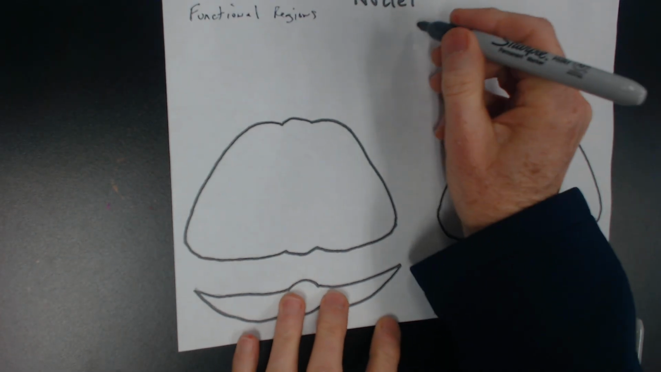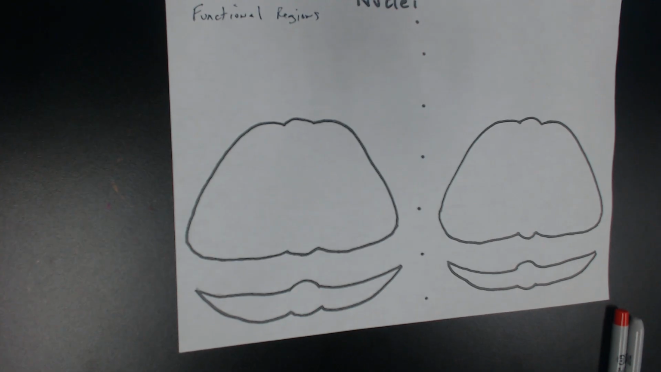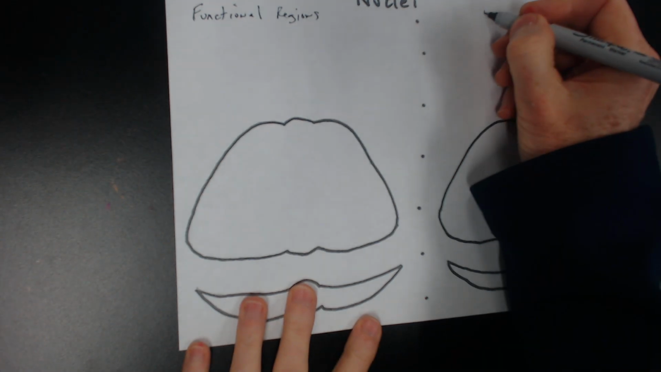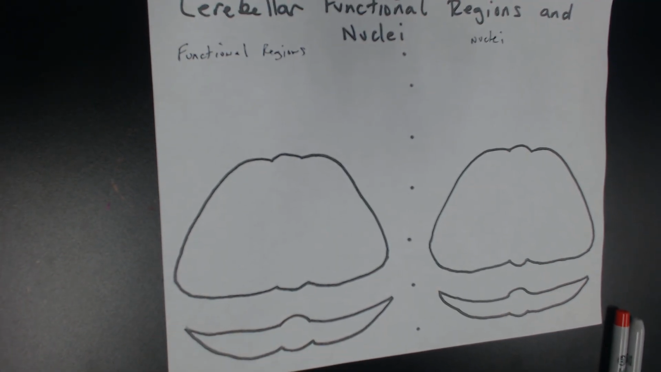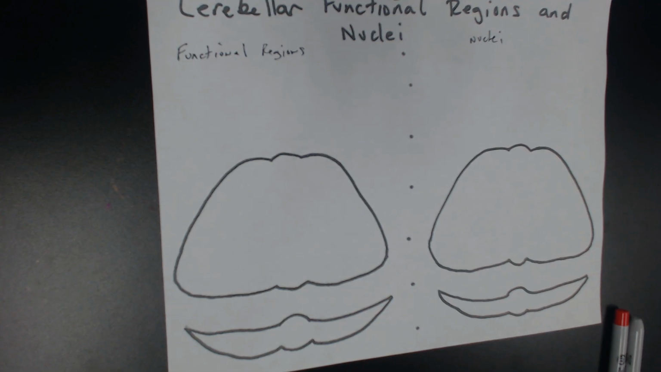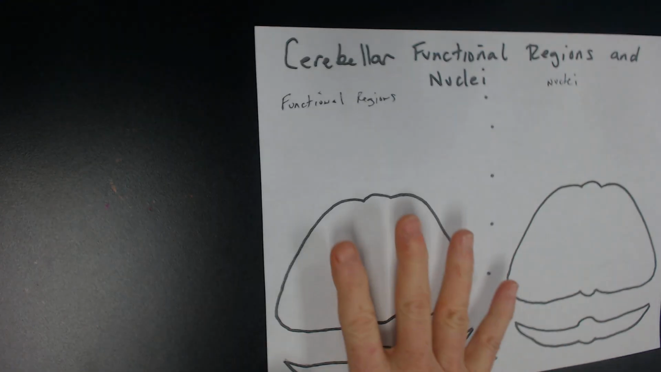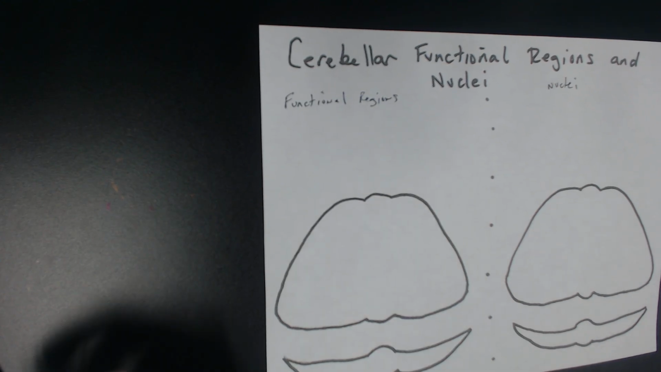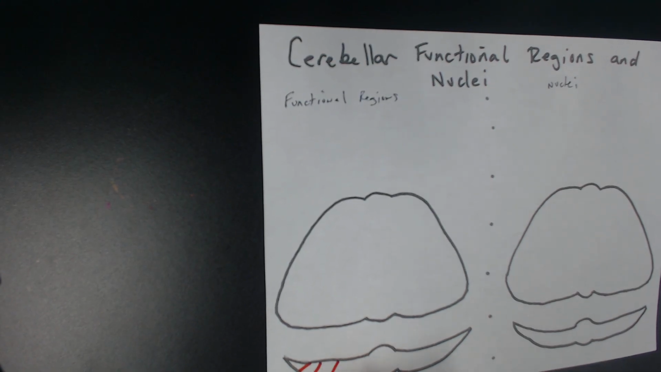Okay, and on the right, we'll do something else. All right, we're going to look at the nuclei that are associated with each of these functional regions. Start on the left side with the functional regions. Probably the easiest one to do is this one down here.